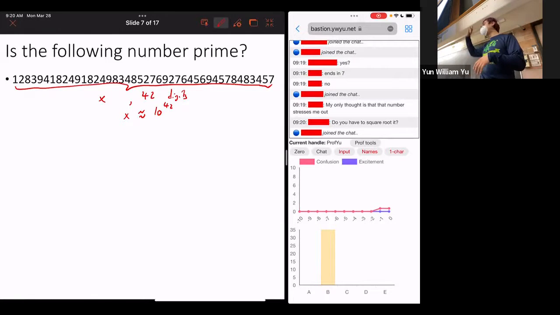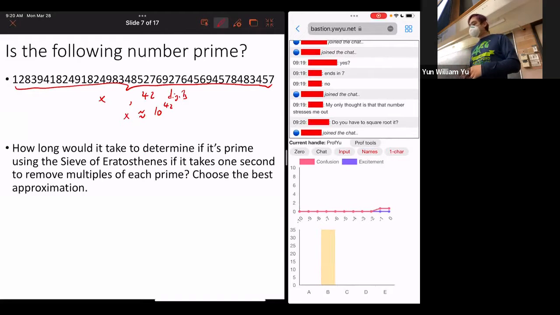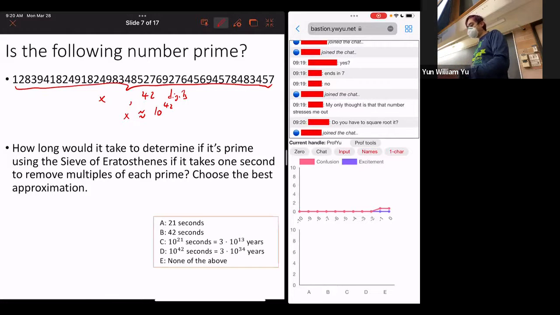And don't worry, we'll be covering this more on Wednesday and next Monday, about why using hard problems is super helpful for cryptography. But for now, let's just try to figure out how long this would take to determine if it's prime using the sieve of Eratosthenes, if it takes, say, 1 second to remove the multiples of each prime. So I'm going to ask you to choose the best approximation. And yes, a hint is that something about the square root does make sense. That was a good thought, whoever it was who had that idea.